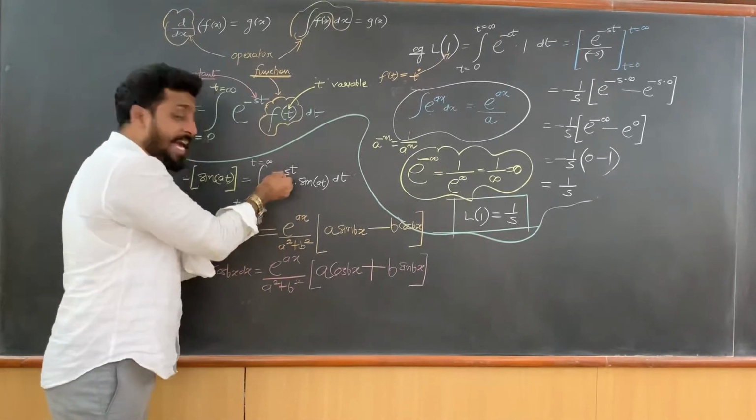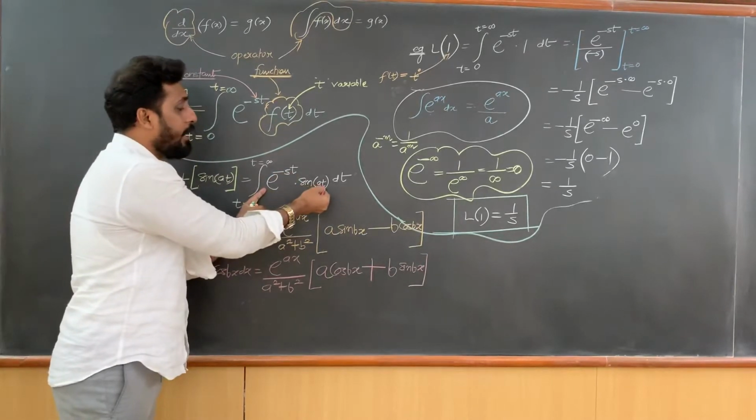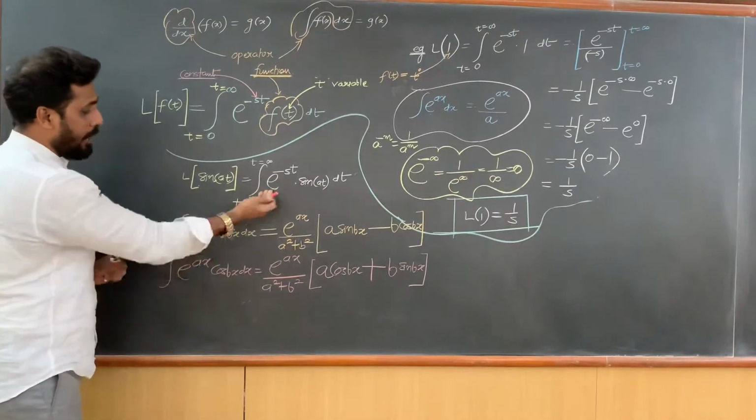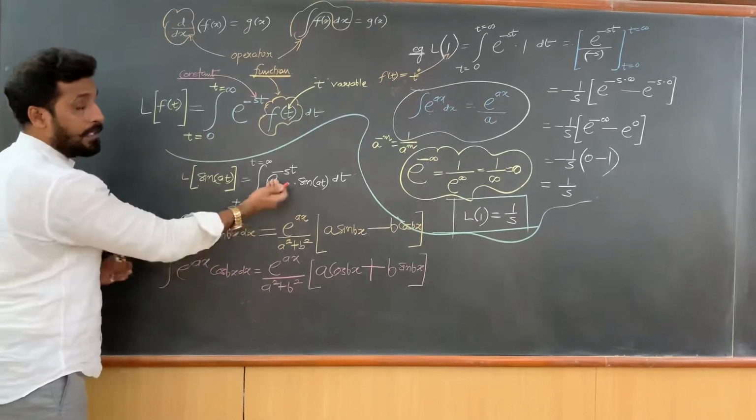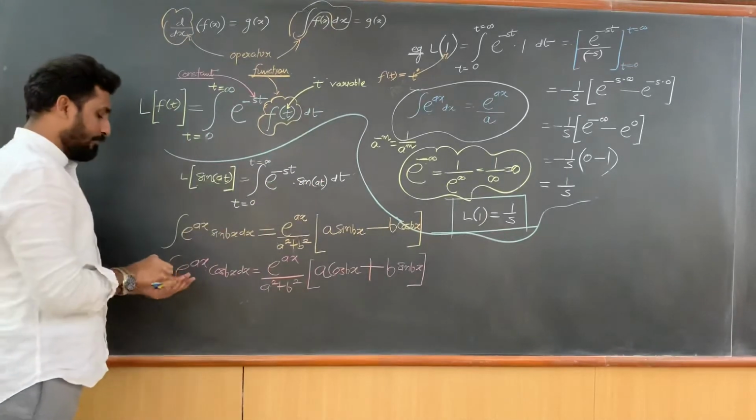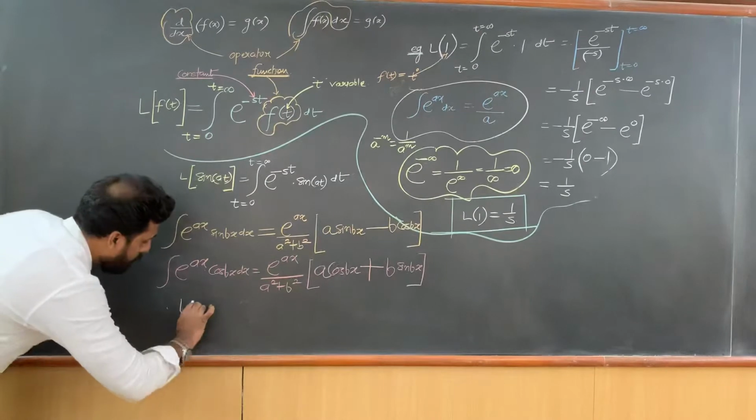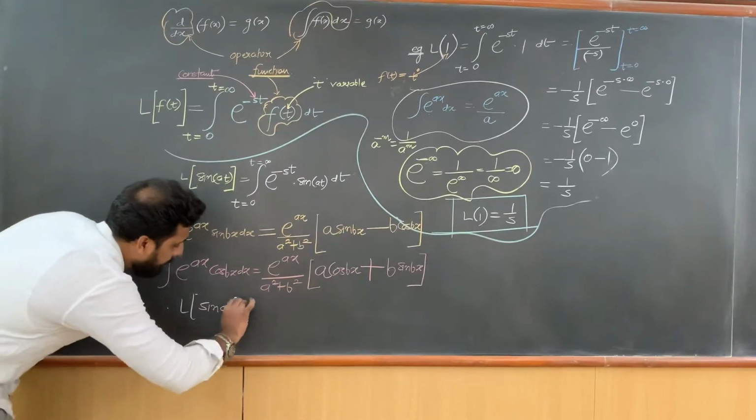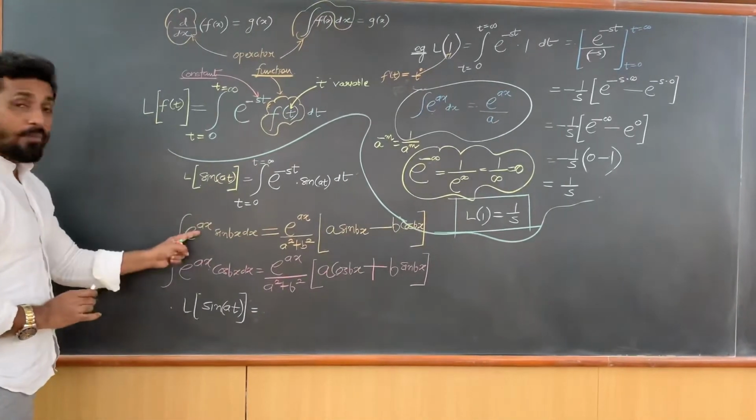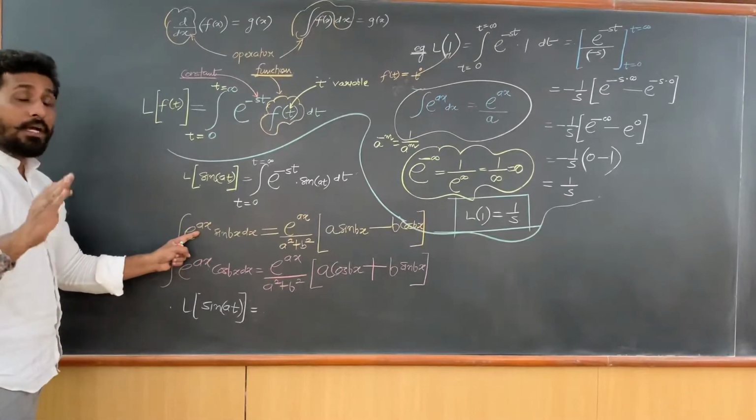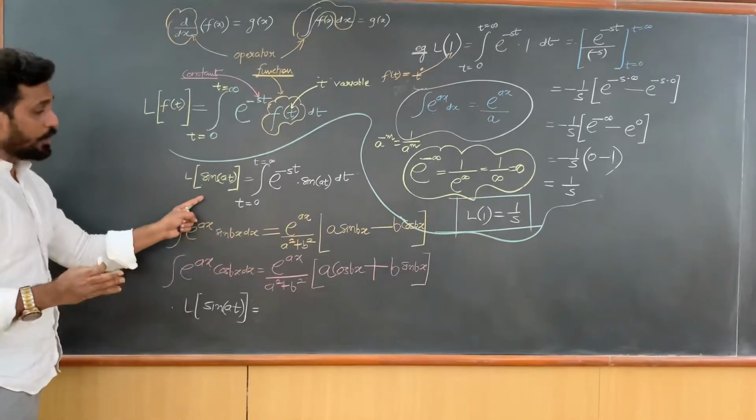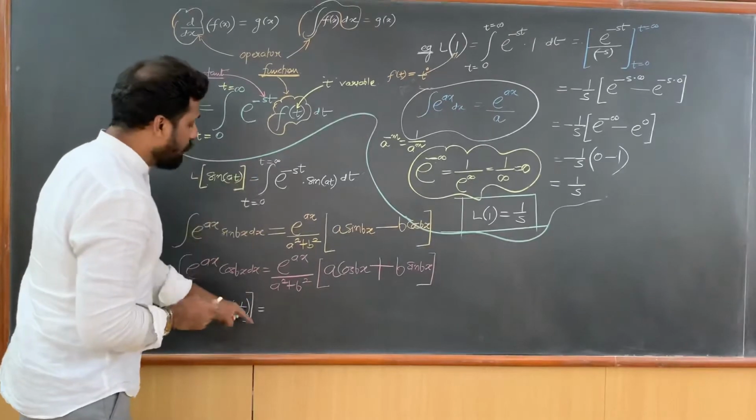So e raised to minus st sine at, t is like x for me. So this is correlating with this particular formula, e raised to ax sine bx dx. So I'm going to use the formula for that. So my answer comes, therefore, Laplace of sine at now becomes equal to. So I'm going to straight away use the formula. No need to do any kind of integration. I know the formula, and do not worry, make use of the formula. If the question comes, you can directly use the formula. You will definitely get full marks for this particular question solution. So make sure you use the formula directly.